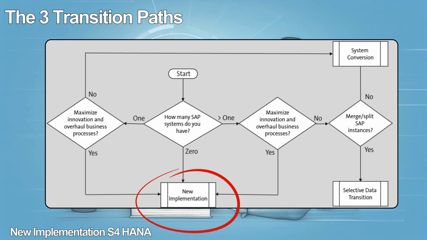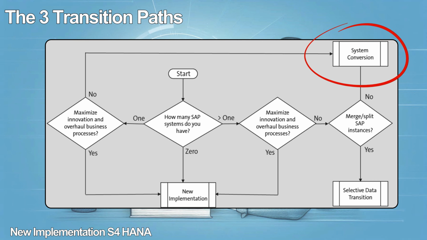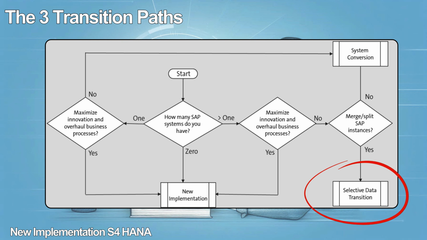Additionally, if you are currently on an on-premise version and want to use the latest cloud technology, you should follow the new implementation approach. If your intention is to convert the existing SAP solution, merge or split the SAP instances, then the system conversion should be the path of choice. This enables you to minimize the initial changes, keep the existing configurations and business data, and go live with a big bang approach. Selective data transition becomes the path of choice if, for example, you have multiple SAP instances, and you want to consolidate, merge or split them. This approach is extremely useful for selective geography go live or phased go live based on the business processes.